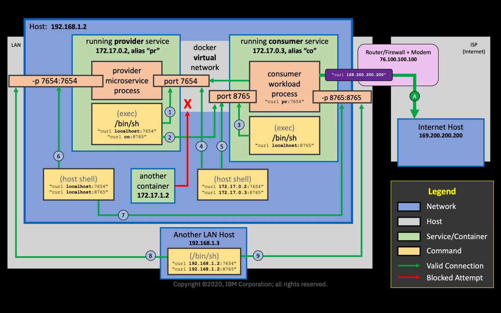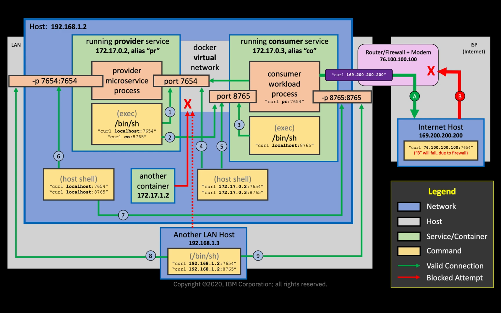Now, if you are on another LAN host, you can access the host published ports for that host. And so the 7654 that got published to the local area network, and the 8765 that were published to the local area network, those network connections 8 and 9 on the diagram, those are possible. But that other LAN host would not be able to reach the Docker virtual network. And similarly, of course, any outside internet host cannot reach in to even access the host because of the firewall.